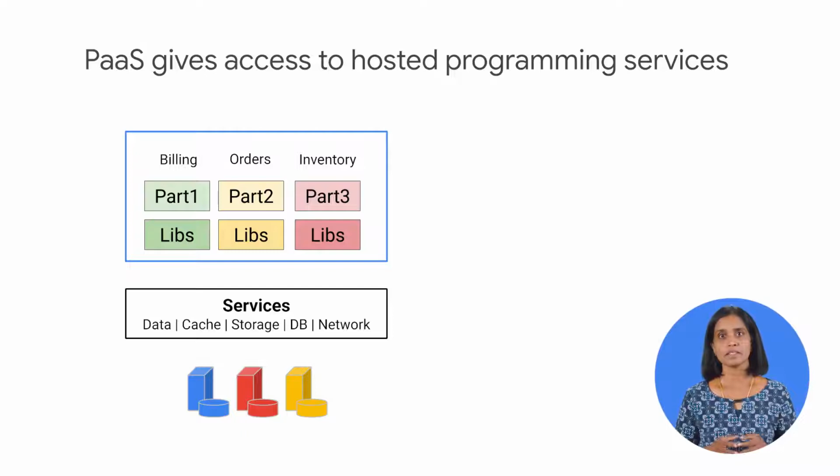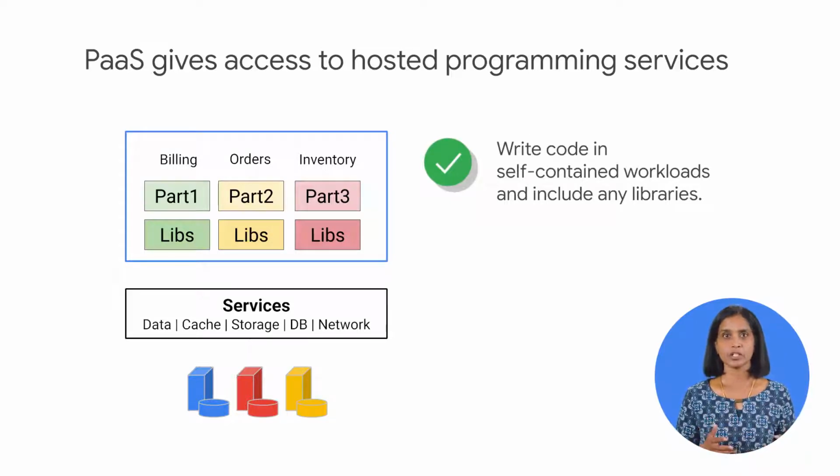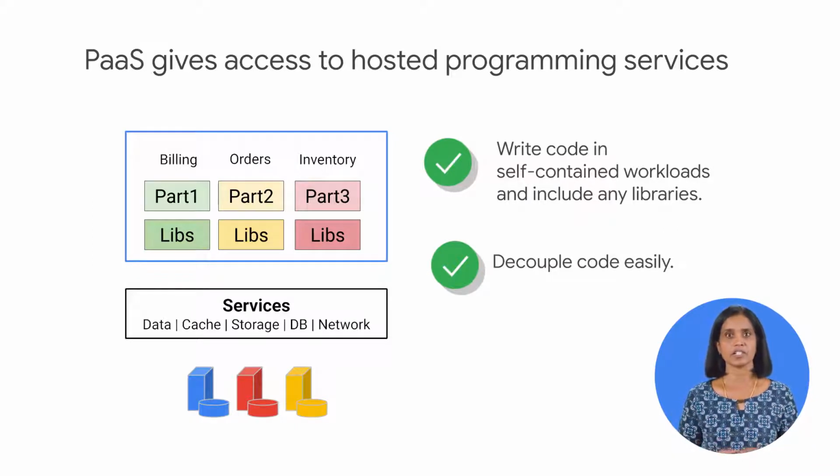A platform as a service provides hosted services and an environment that can scale workloads independently. All you do is write your code in self-contained workloads that use these services and include any dependent libraries. Workloads do not need to represent entire applications. They are easier to decouple because they're not tied to the underlying hardware, operating system, or a lot of the software stacks that you use to manage.